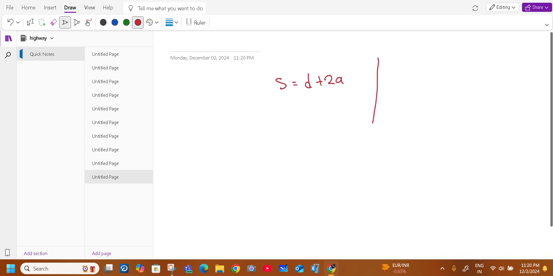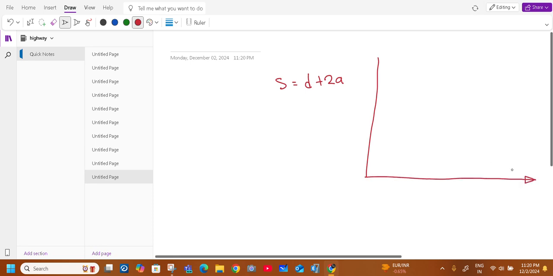Now put a similar graph. What we have said, at d by 2 depth the pressure is P. That means this point is (d by 2, P), and at 2S depth the pressure is 2P.